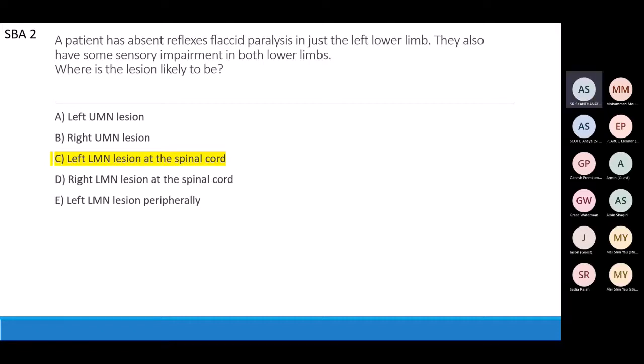The sensory impairment, if we remember from before, is because half of them cross over at the level of the spinal cord, which is why both limbs are affected, and that's your clue here to tell you that it's at the level of the spinal cord.